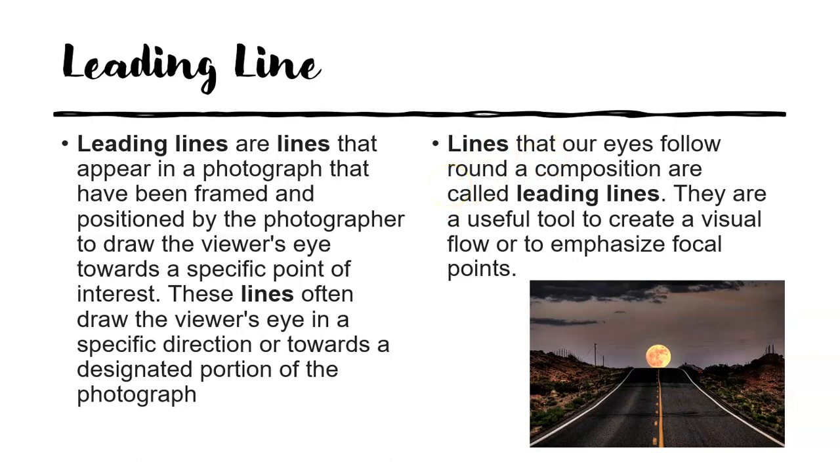Leading lines. This is going to be the big feature as well as landscapes, but there needs to be leading lines inside your landscape. And what are they? They're lines that especially appear in a photograph that have been framed and positioned by the photographer to draw the viewer's eye towards a specific point of interest. These lines often direct the viewer's eye to a focal point and what they want them to see. It helps your eyes follow around the composition, and they're a useful tool to create visual flow or to emphasize a focal point. Looking at this picture at the bottom right, we have the road lines that lead directly to the moon, and that's our focal point.